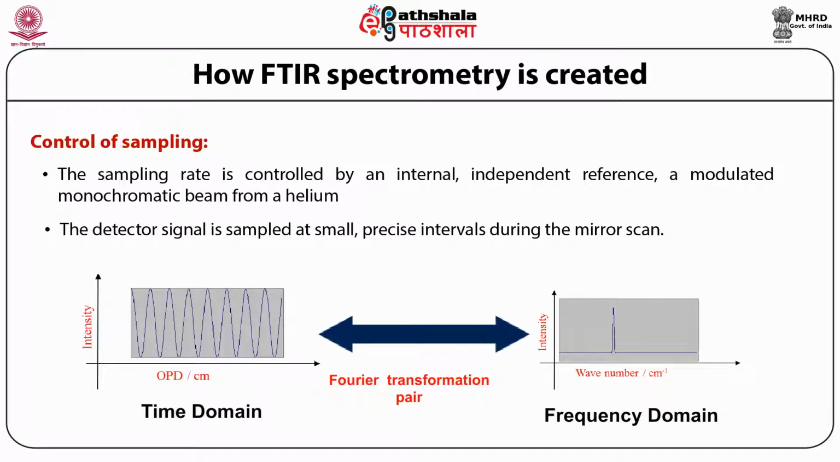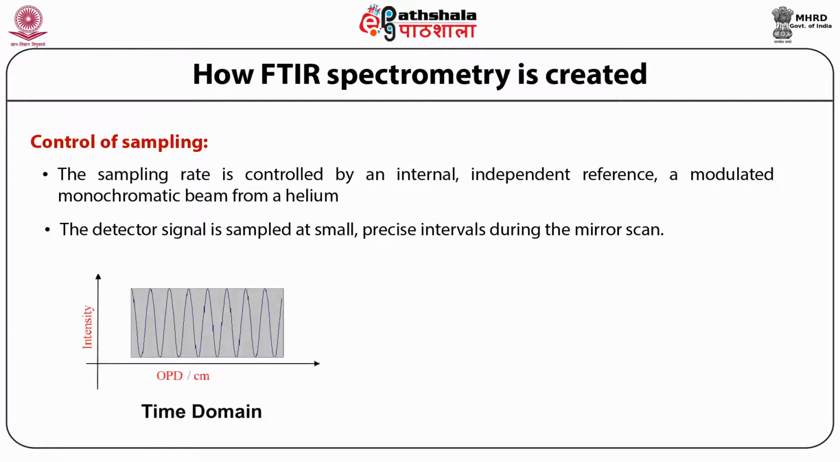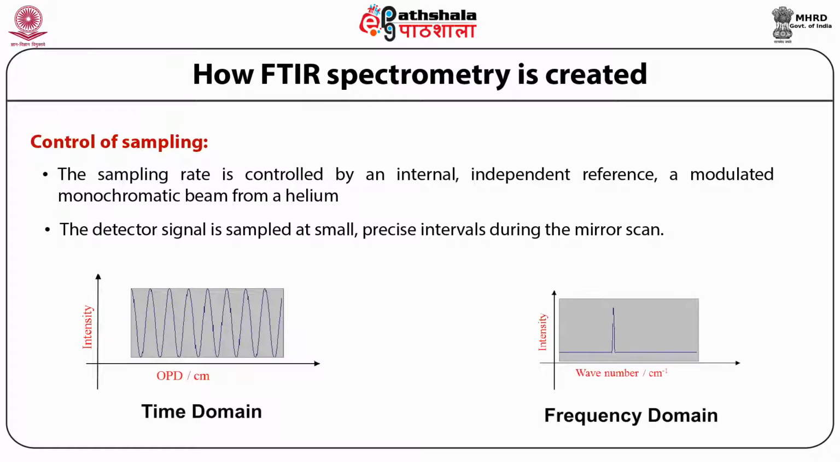You can see here the time domain, intensity versus OPD per centimeter. After Fourier transformation, it gives you a sharp intense peak in the form of intensity versus wave number in the frequency domain.